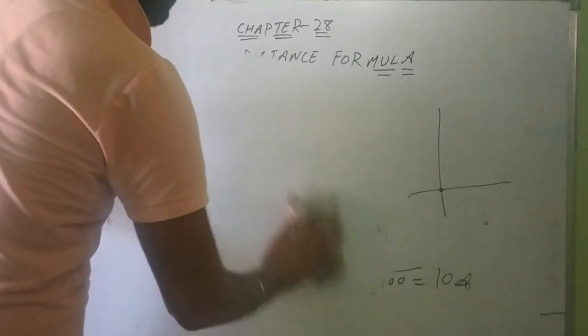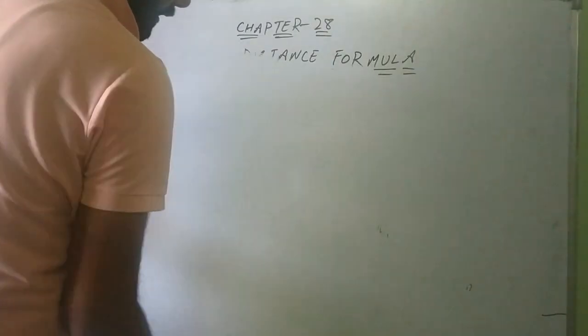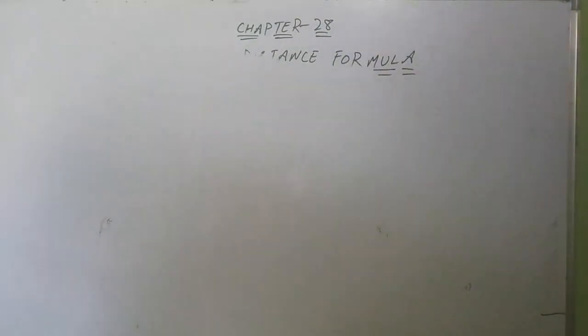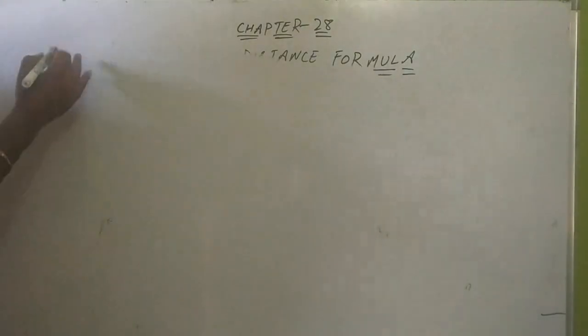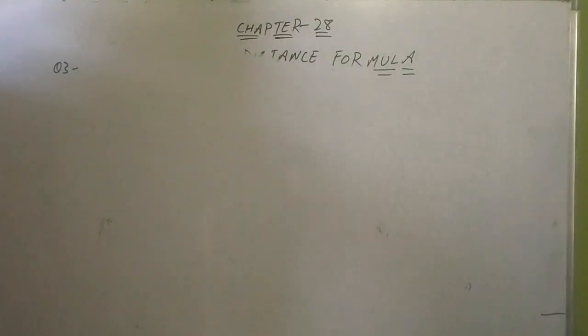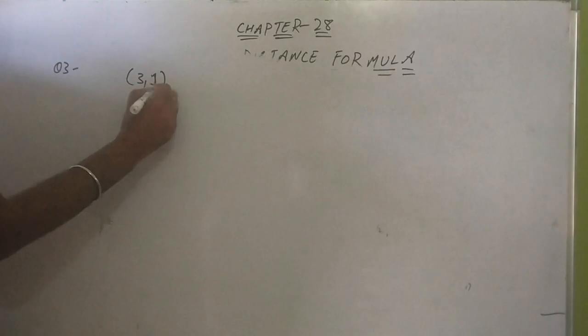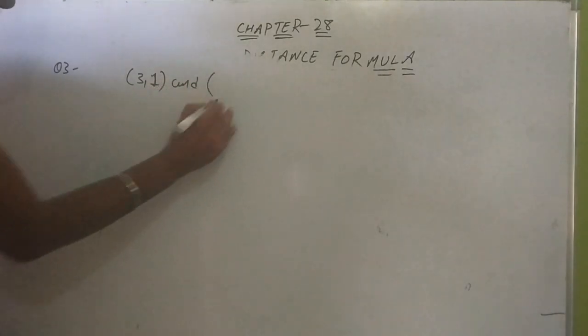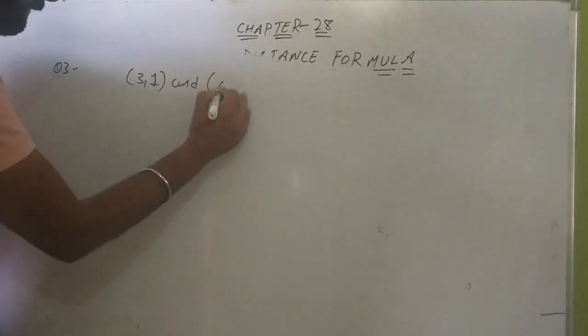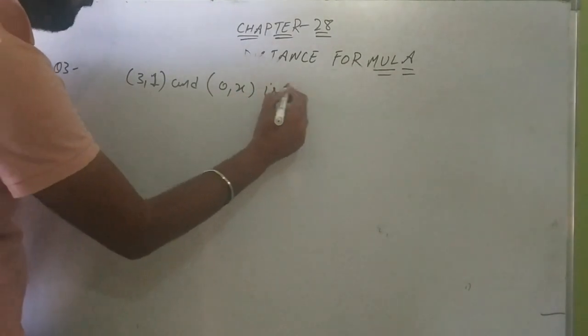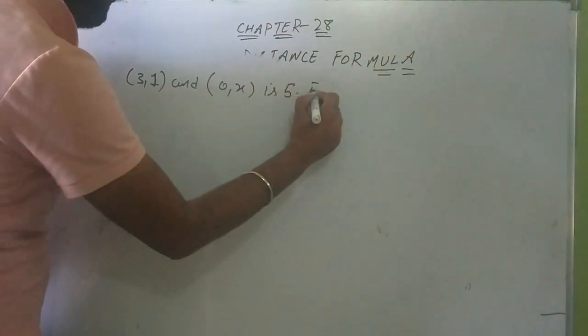So today we are going to do the first 10 questions. In the next video we will do the rest of the questions. So question number 3. The distance between the points (3, 1) and (0, x) is 5. Find x.